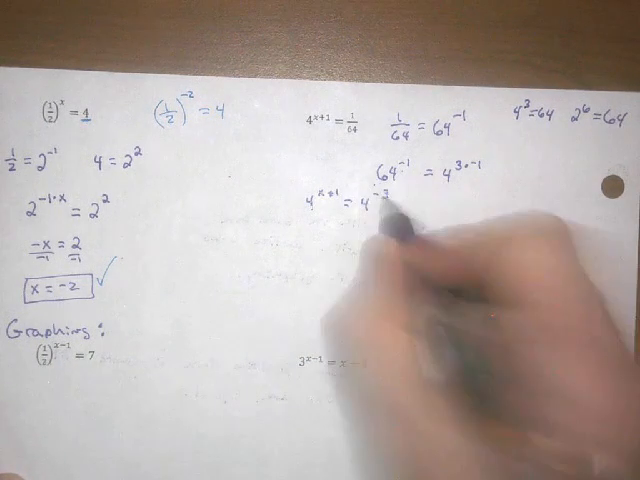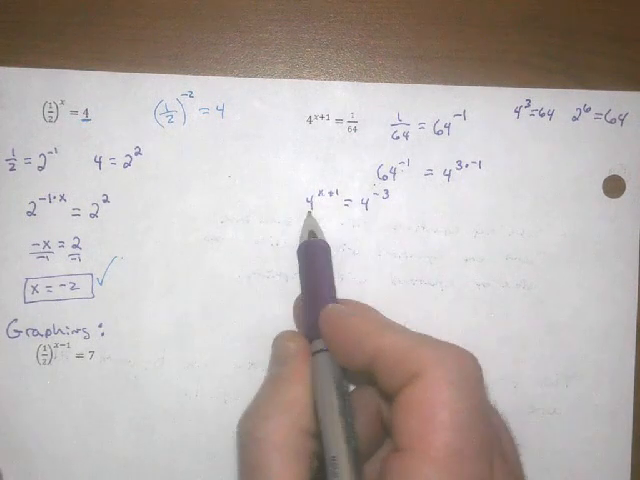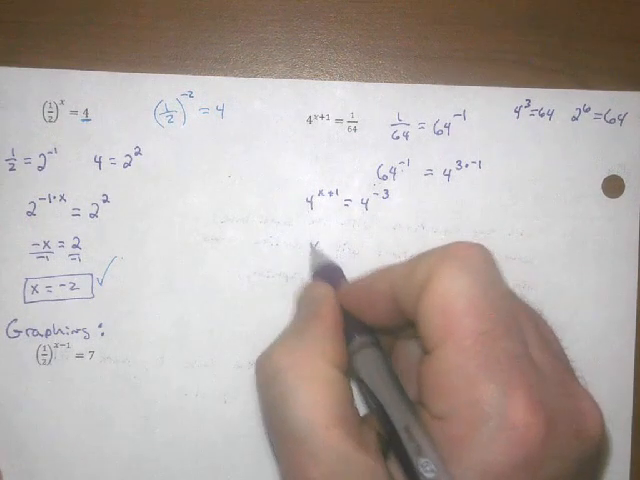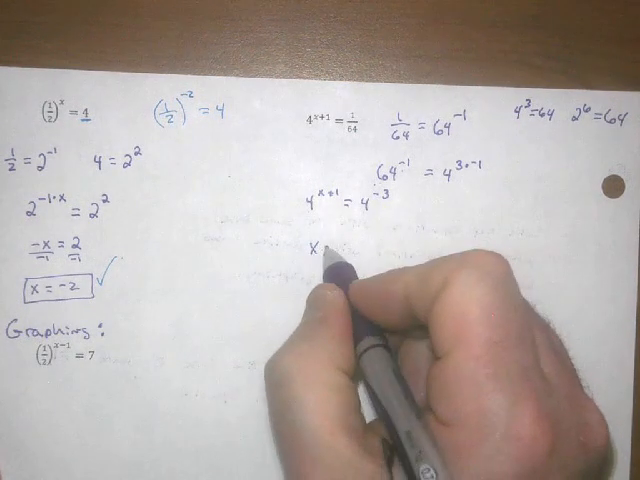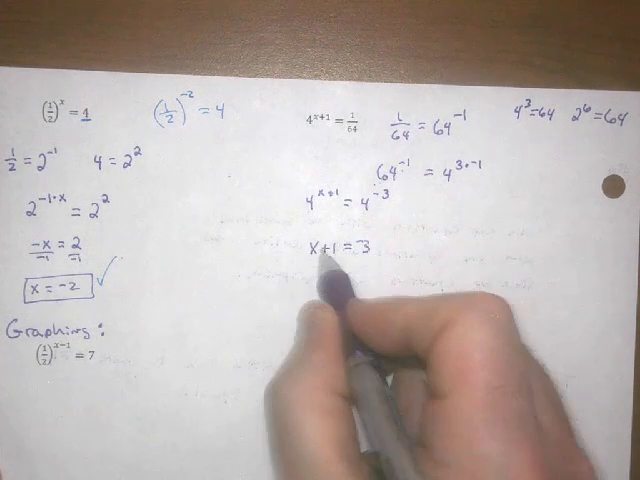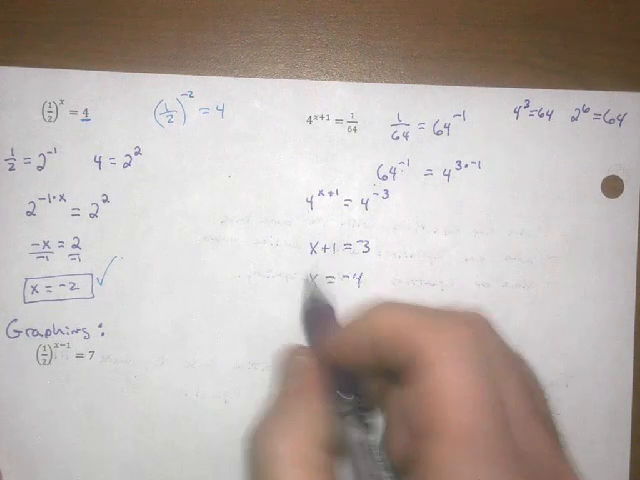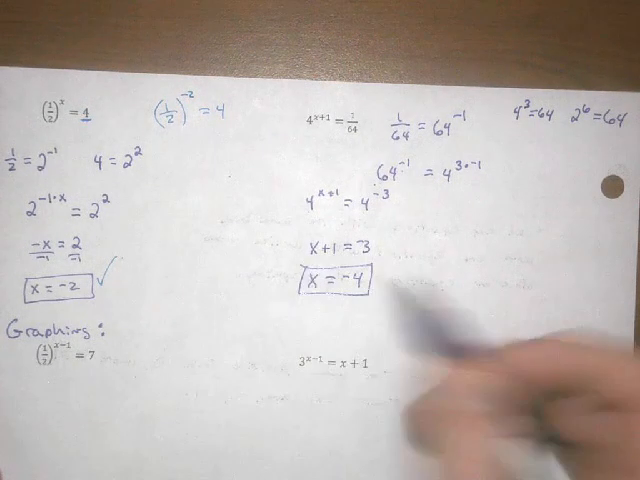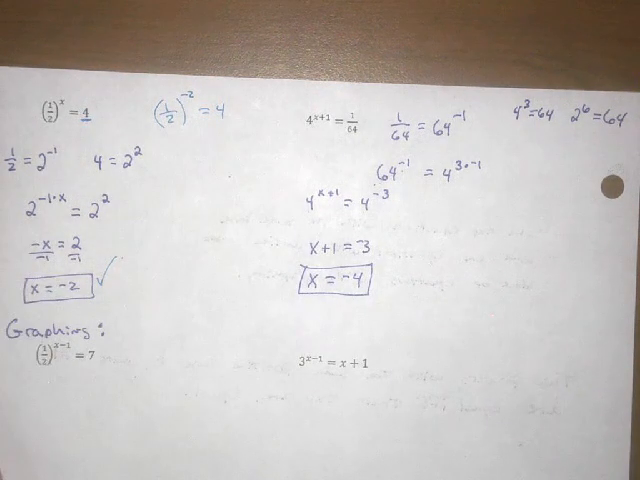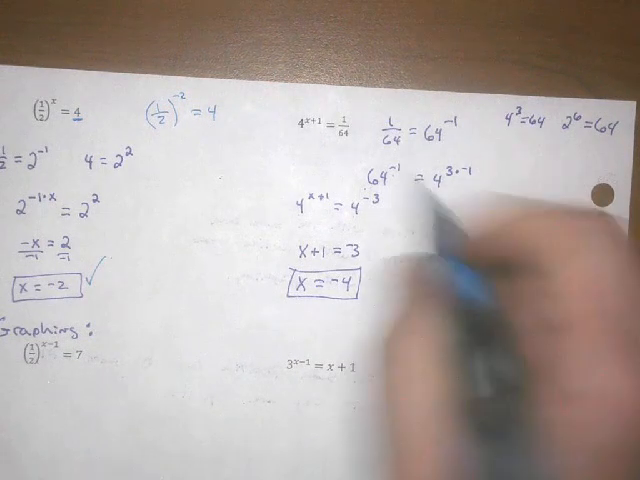So then we have, and I'll just rewrite everything here, 4 to the x plus 1, all that equals 4 to the minus 3. And again, our bases are exactly the same, and then we're back to just saying our powers equal to each other. So x plus 1 equals minus 3. So I'm going to subtract that. X is going to come out to equal minus 4.